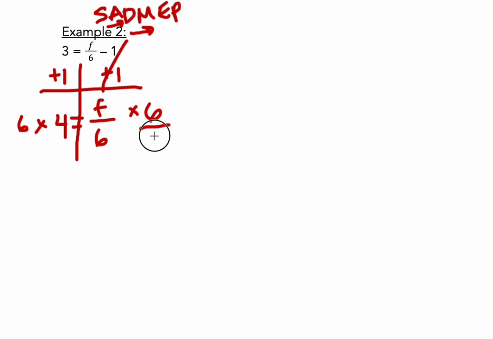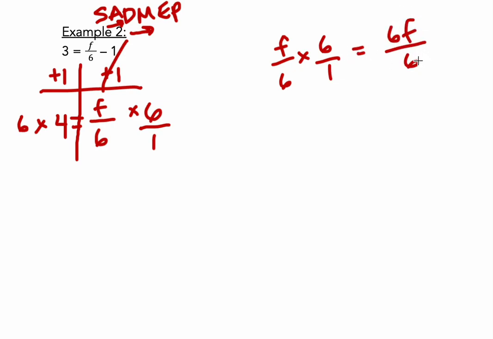This 6, I want to put it over 1 so that I can see that this 6 is the numerator and not the denominator. So f over 6 times 6 over 1 would be 6f over 6. So then you would see that the 6's on top and bottom cancel out. 6 divided by 6 is 1. So you end up with 1f.